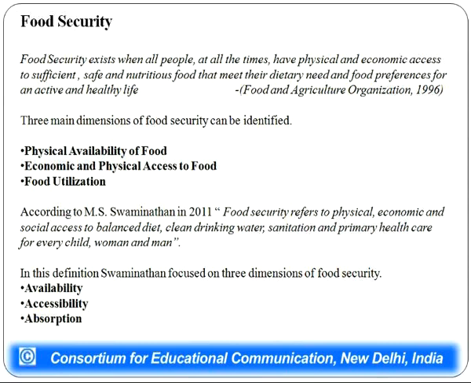So, what you are getting here is that it is not only food based on agriculture, but we also need drinking water as a part of the food system. Sanitation, because the safety component is very, very important, is a part of the food component, and also primary health care. In this definition, Swaminathan focused on three dimensions of food security: availability, accessibility and absorption.